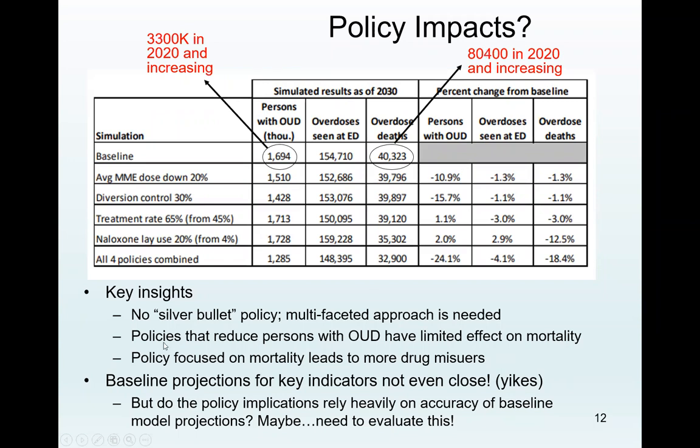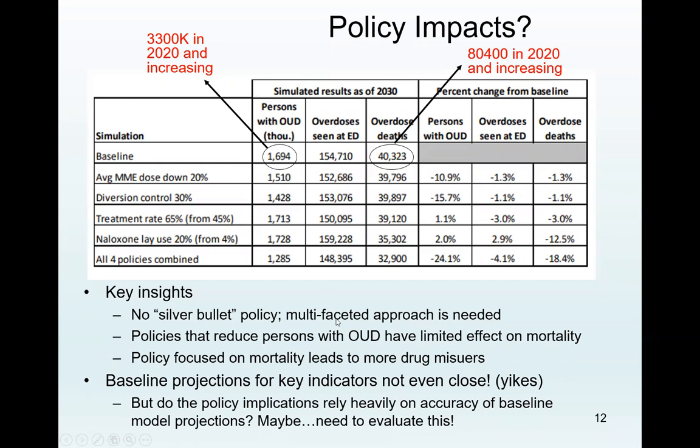So what are my insights on this? First of all, there's no silver bullet policy. If you help one of these indicators, you hurt the other one. If you make it safer to use the drug, people are going to be less worried and be more likely to become drug users. But a multifaceted approach tends to help. Policies that reduce persons with OUD have a limited effect on mortality. If you focus on mortality, you need to focus on these 2 things together to do a decent job.